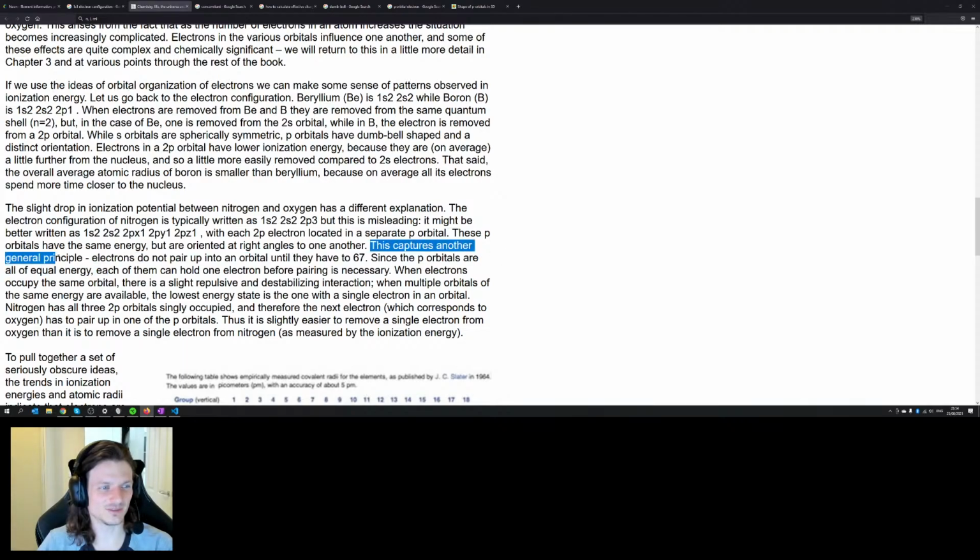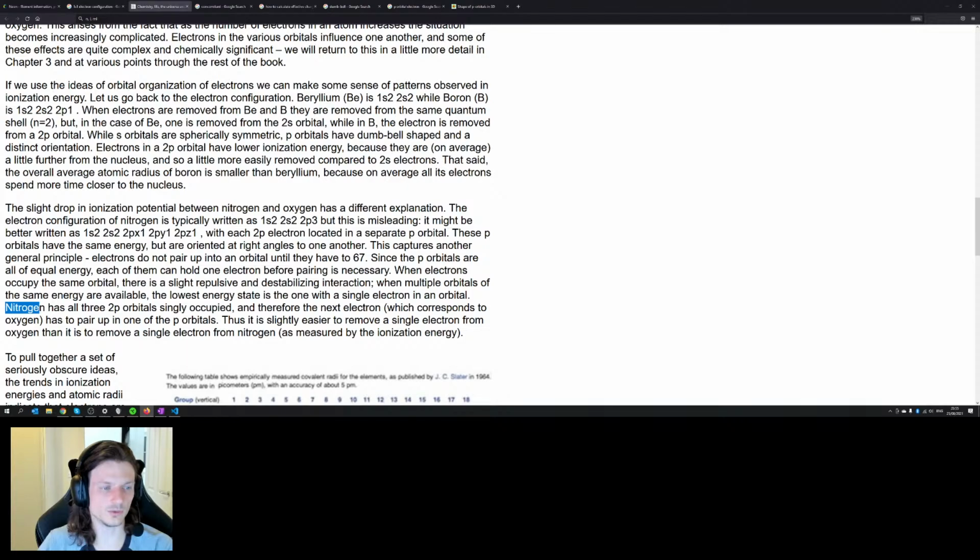This captures another general principle. Electrons do not pair up into an orbital until they have to. Since the p orbitals are all of equal energy, each of them can hold one electron before pairing is necessary. When electrons occupy the same orbital, there is a slight repulsive and destabilizing interaction. When multiple orbitals of the same energy are available, the lowest energy state is the one with a single electron in an orbital.